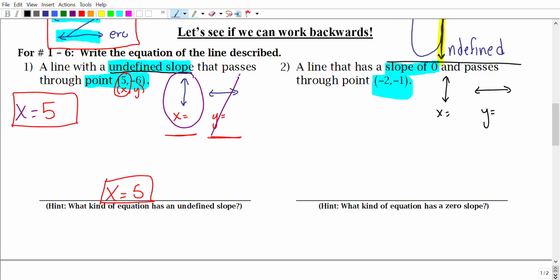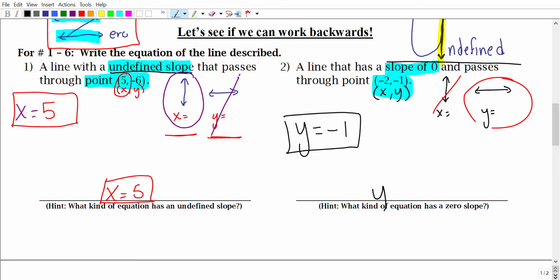Well, which one of those has a slope of 0? That would be this one, not the vertical line. It would be a horizontal line. And as we know from horizontal lines from previously, we know that they start with y equals. So, again, label your point as x and y. So which one are we interested in? We're interested in the -1. So my answer here is y equals -1.